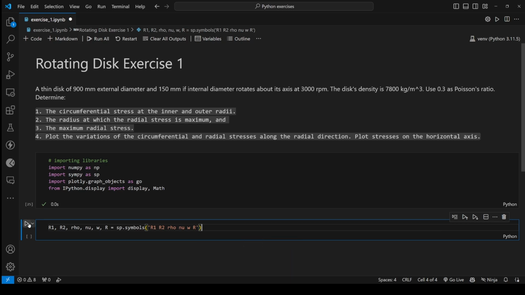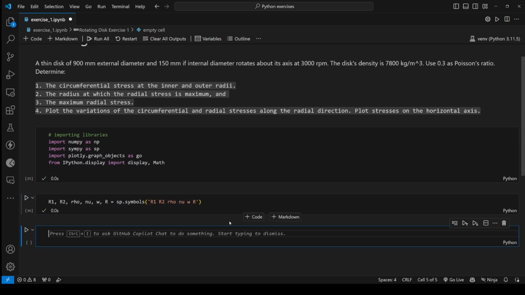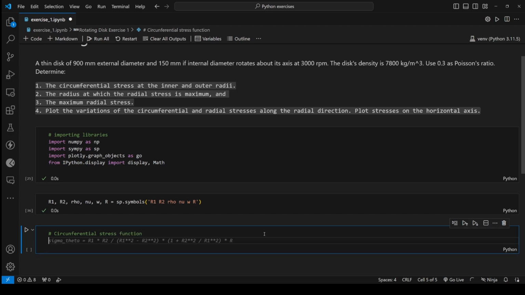So let's continue. Let me run this one here, and let's add another line of code, and then let's create, let's say, the circumferential stress function or class. So we're going to have a class, and let's give it the name circumferential stress, and this is a class of type function.